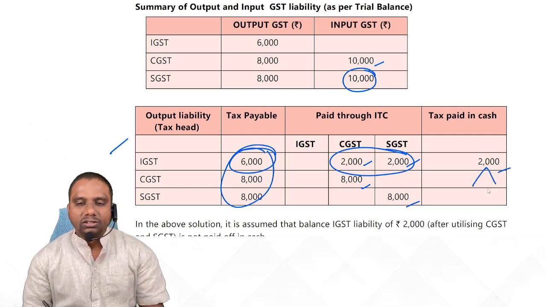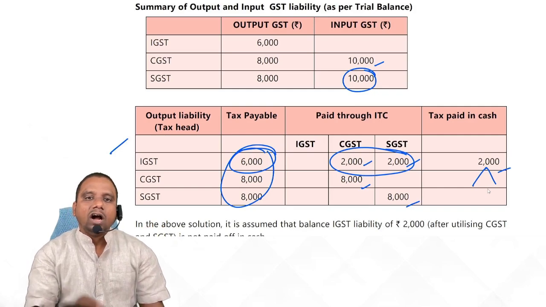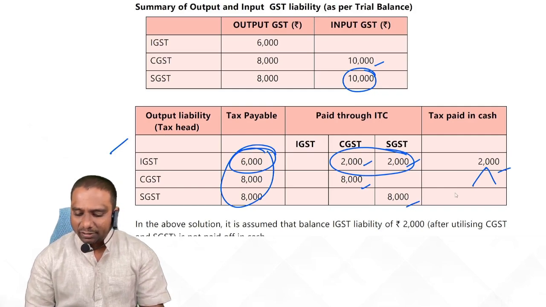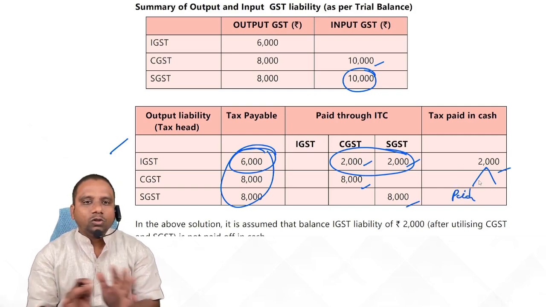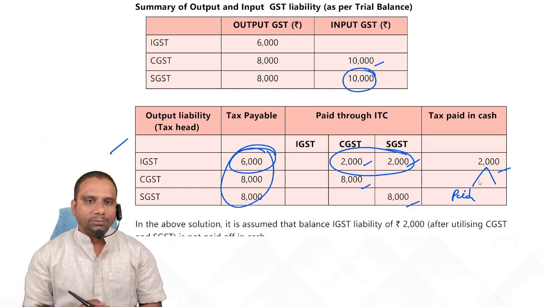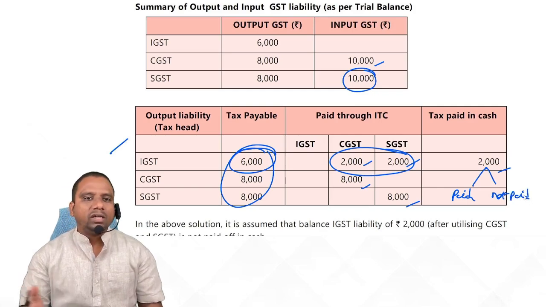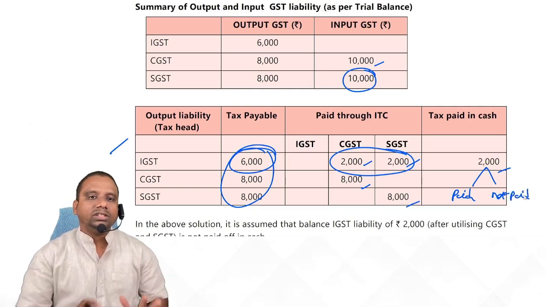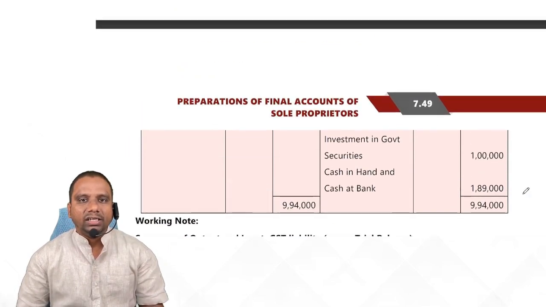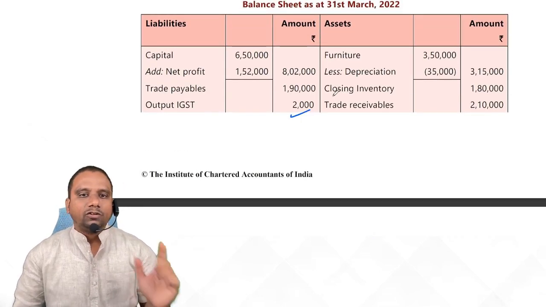Here you have two assumptions. One, this remaining 2,000 is paid. What is the entry we record? Output IGST account debit to bank account. So if you assume it is paid, then there is no liability of 2,000; on the other hand, your bank balance gets reduced by 2,000. Suppose your assumption is not paid: your bank balance will not decrease, but the liability of 2,000 increases. So we show output IGST of 2,000 rupees as a liability. This is important.